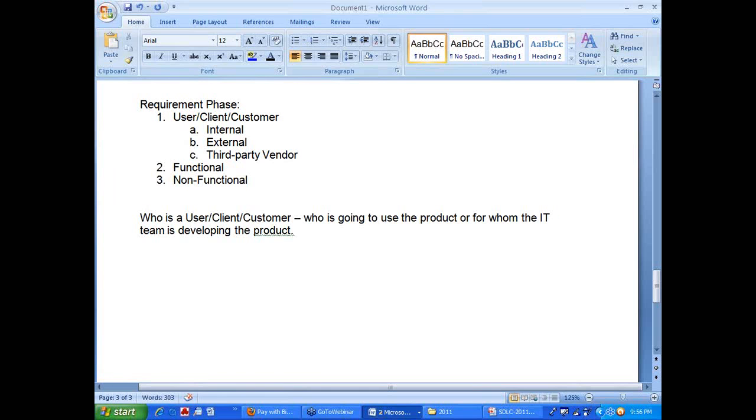So here is where there are different types of users. This definition will be clearer once we see this. Internal. Who is an internal user? Okay. So I will explain it through an example. Who is an internal user, or what is an internal user? I will explain it through an example. One second, please.